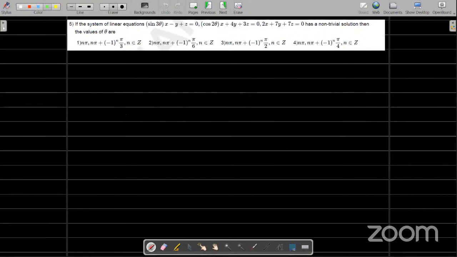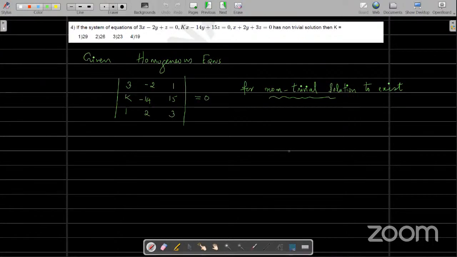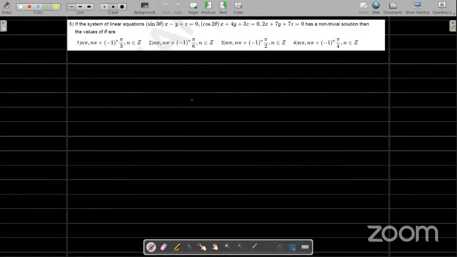Okay, next question. If the system of linear equations, wherein the coefficients again are given and it's also a set of homogeneous equations, has a non-trivial solution, then the values of theta are. Okay, so here there are two parts to the problem, which is exactly similar to the previous problem, right? So again, for homogeneity, the non-trivial solution means the determinant should vanish.